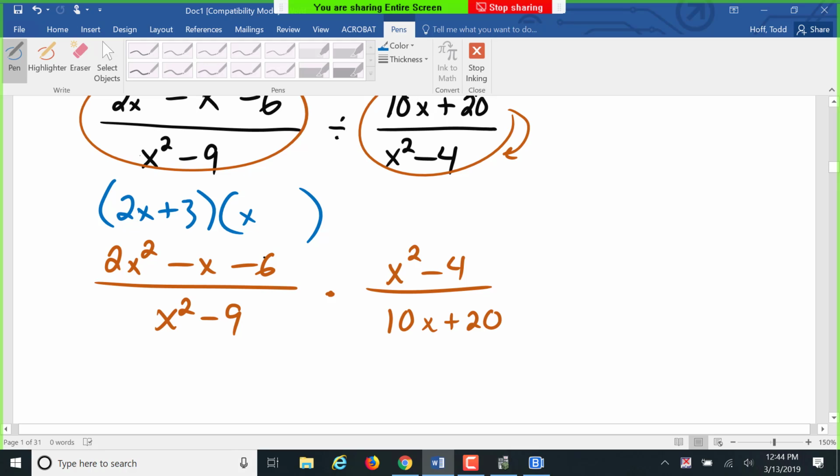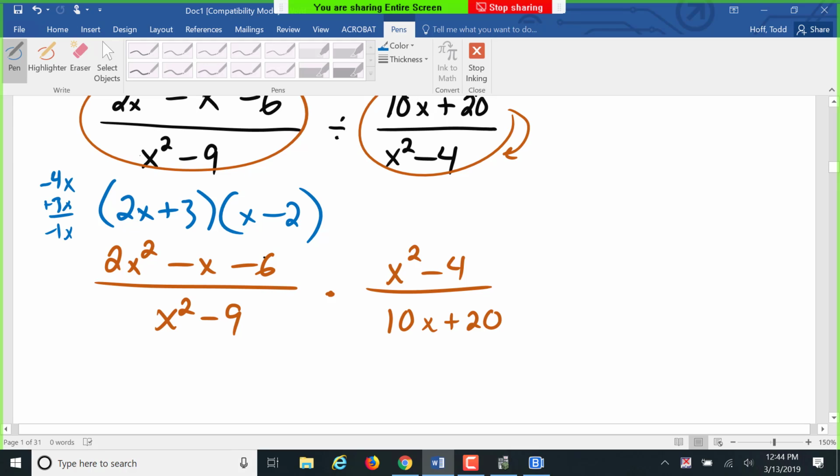I'd say 2x plus 3 and x minus 2. Because on the outside, 2x times negative 2 is negative 4x. 3 times x is positive 3x. That's the negative 1x.